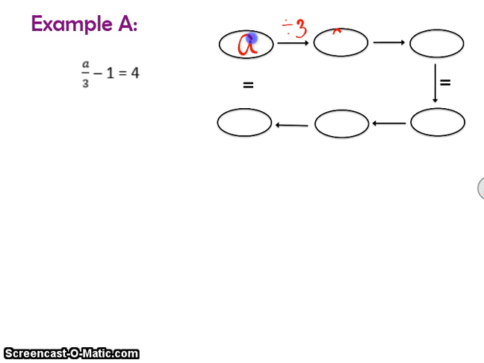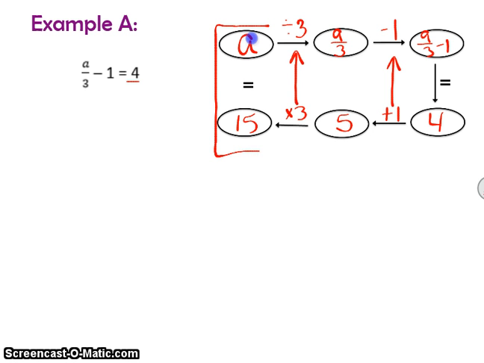Well, a divided by 3 is a over 3. Next in my equation is I'm subtracting 1. A over 3 minus 1 is just a over 3 minus 1. And that's all equal to this 4. So then I have to do the opposite. Well, the opposite of minus 1 is add 1. 4 plus 1 gives me 5. The opposite of dividing by 3 is to multiply by 3, and 5 times 3 gives me 15. So my answer was a is equal to 15. That's the first way.